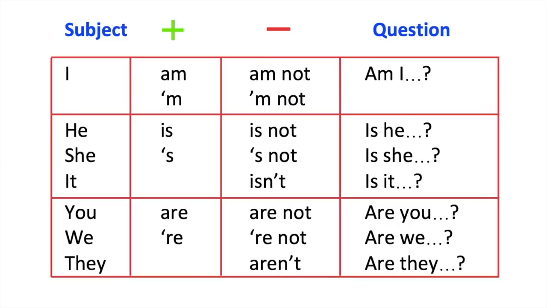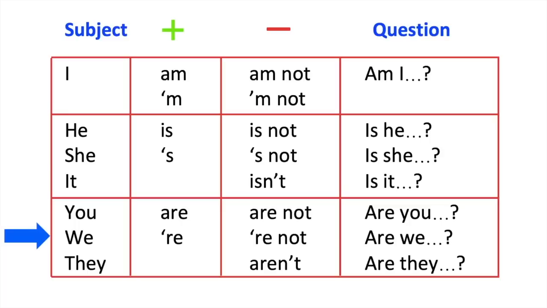Are is used for plural nouns and the subjects you, we, they. A plural noun refers to more than one person, place, or thing. The positive form is the subject plus are. You are, we are, they are. Or we can use the contraction you're, we're, they're.